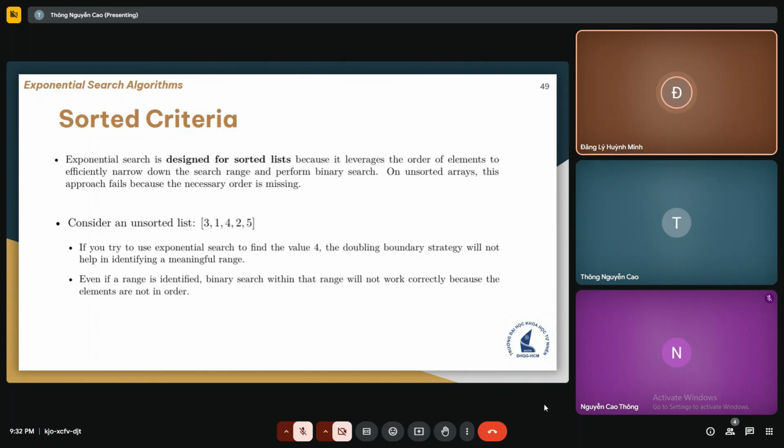Let's talk about the sorted criteria. Exponential search is designed for sorted lists because it leverages the order of elements to efficiently narrow down the search range and perform binary search. On unsorted arrays, this approach fails because the necessary order is missing. Consider an unsorted list as follows. If you try to use exponential search to find a value, the doubling boundary strategy will not help in identifying a meaningful range. Even if a range is identified, binary search will not work in that range.